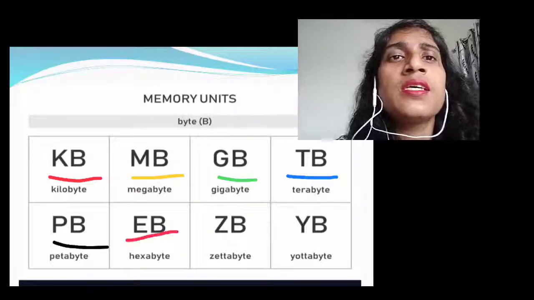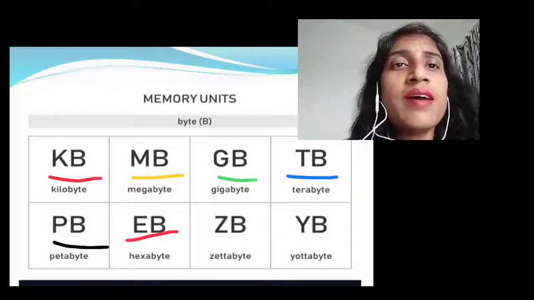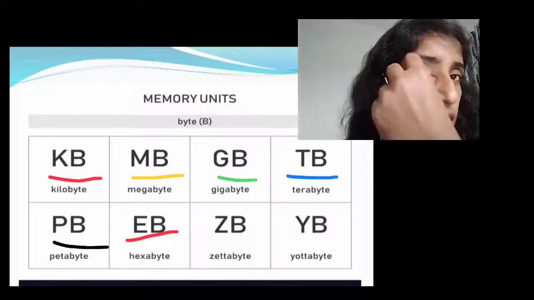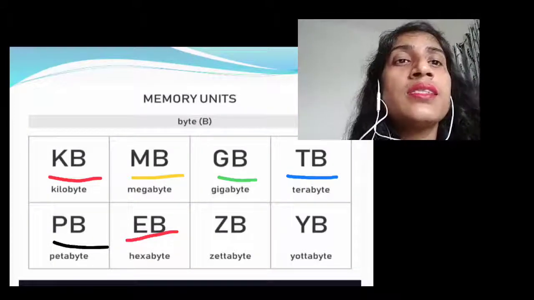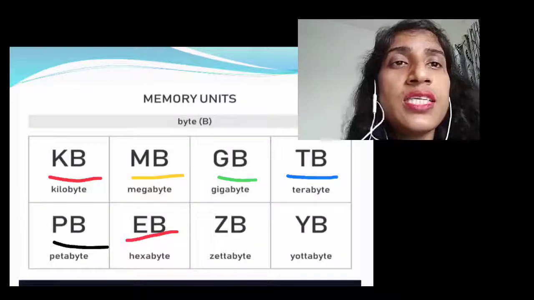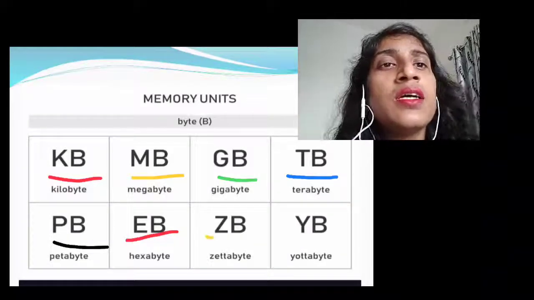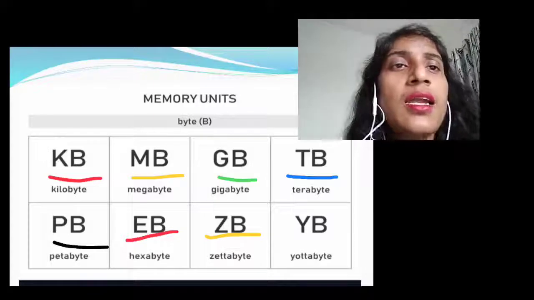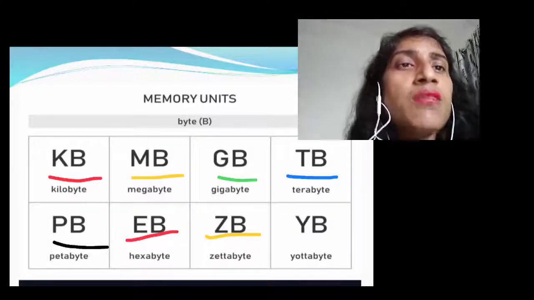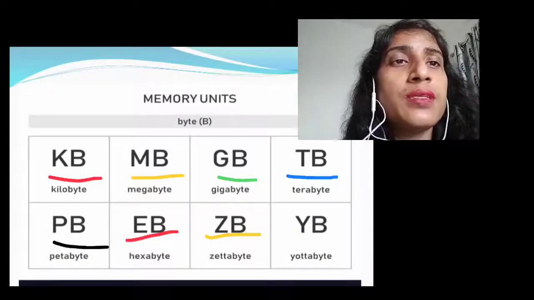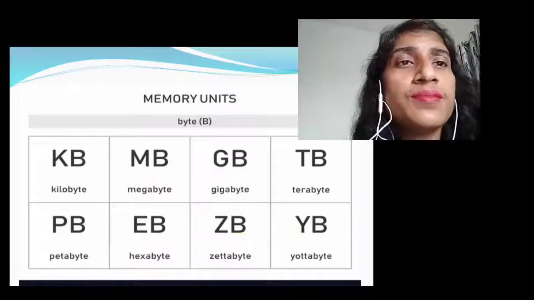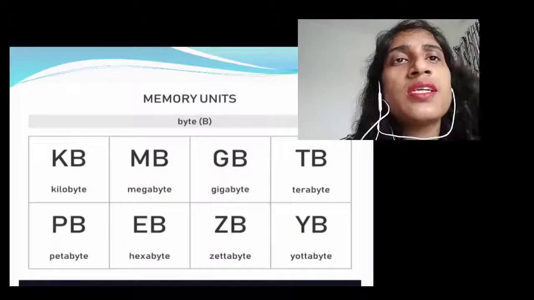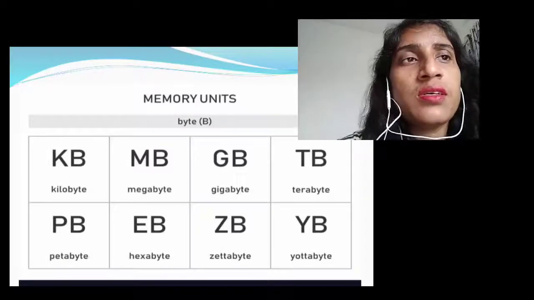Sixth is EB. EB is exabyte, which we can also call hexabyte. Seventh is ZB. ZB is zettabyte. And last is YB. YB is yottabyte. Okay, students, so these are some memory units.